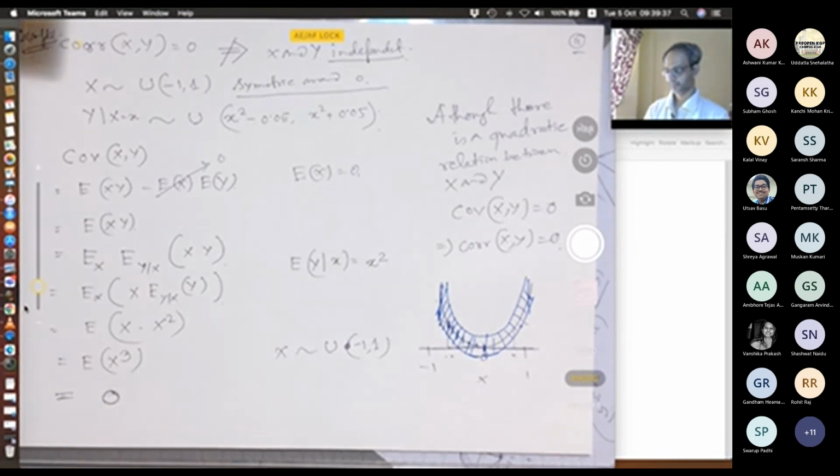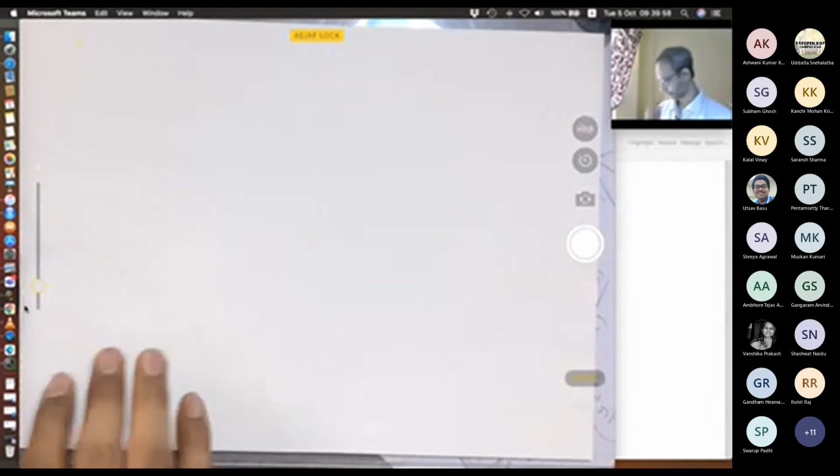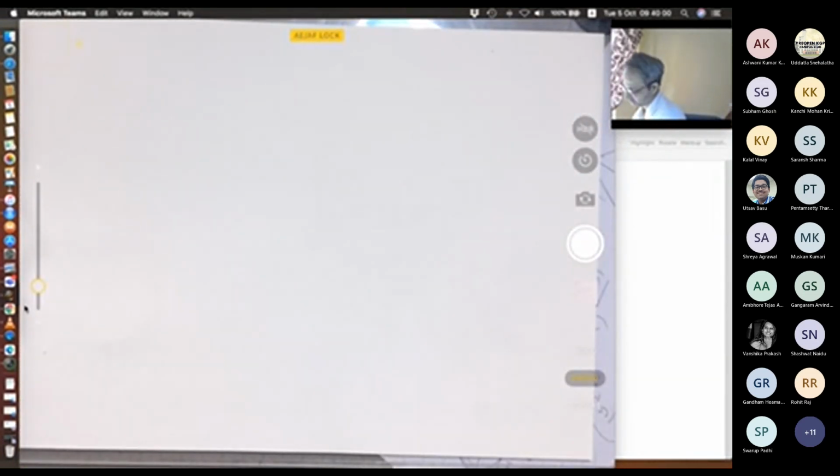Okay, now we are going to prove the very important property that the correlation lies between -1 to +1. Okay, so let us do it. We need a page.